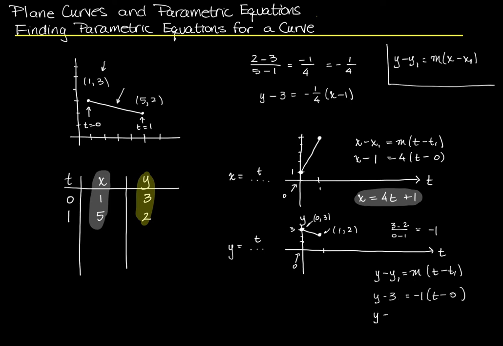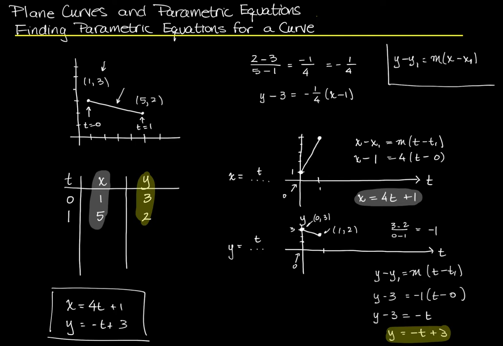That gives me y minus 3 equals, when I distribute here, negative 1t plus 0. And then I'm just going to add 3 to both sides. So that gives me y equals negative t plus 3. And that is the equation of y in terms of t. So now I have a pair of parametric equations. x equals 4t plus 1 and y equals negative t plus 3. And there you have it.